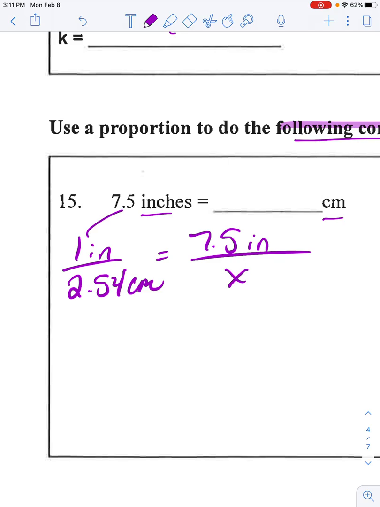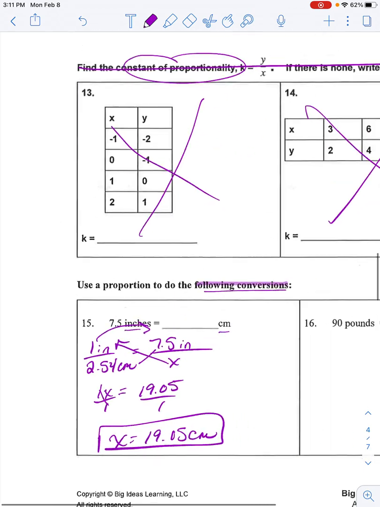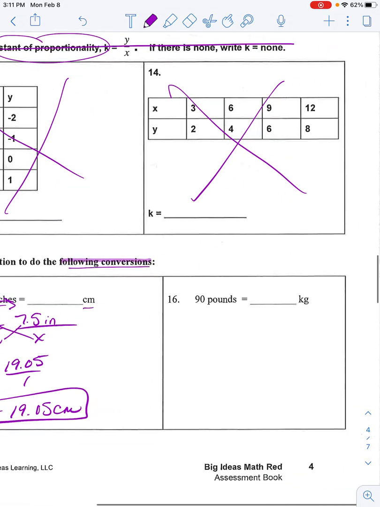Okay. So we can multiply it by 7.5 or do cross products. It does not matter which way we choose to do this. When we do 2.54 times 7.5, you get 19.05. Make sure we're labeling.